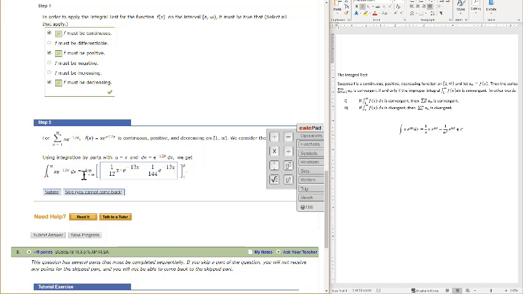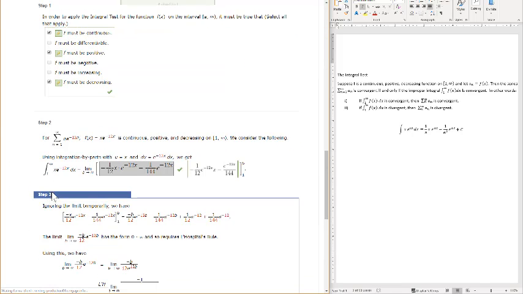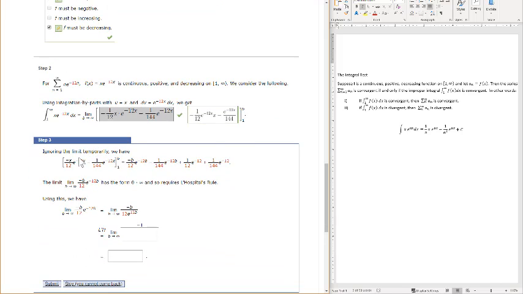Here we're going to supply the limits, going from 1 to b, and then we'll let b go off to infinity. So that's our first step. Next, we're going to try to simplify this, and it looks like they did most of this for us. They put b into the expression, and then they put 1 into the expression. And so what happens if we take the limit as b goes off to infinity?